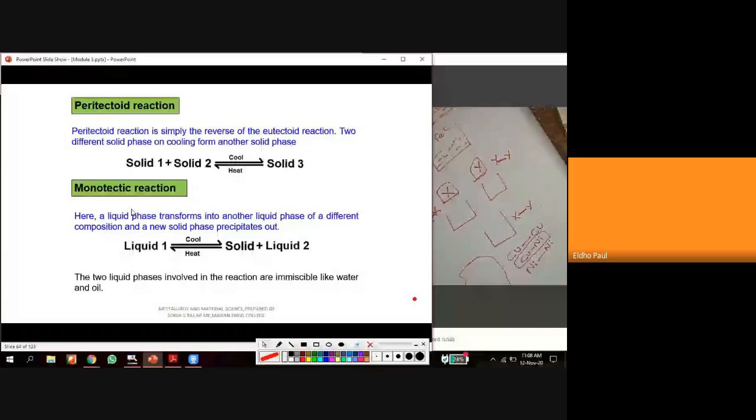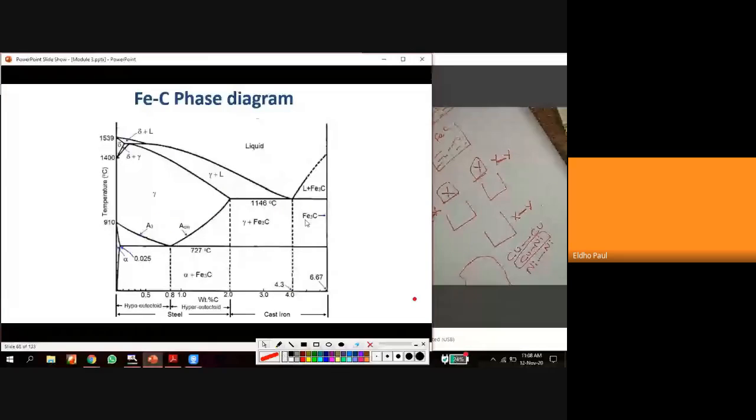Fe3C. So in this concentration, an intermetallic compound can be formed, Fe3C. Or here also alpha plus Fe3C is formed. That means one solid solution, and in between we can see an intermetallic compound. This Fe3C is an intermetallic compound.